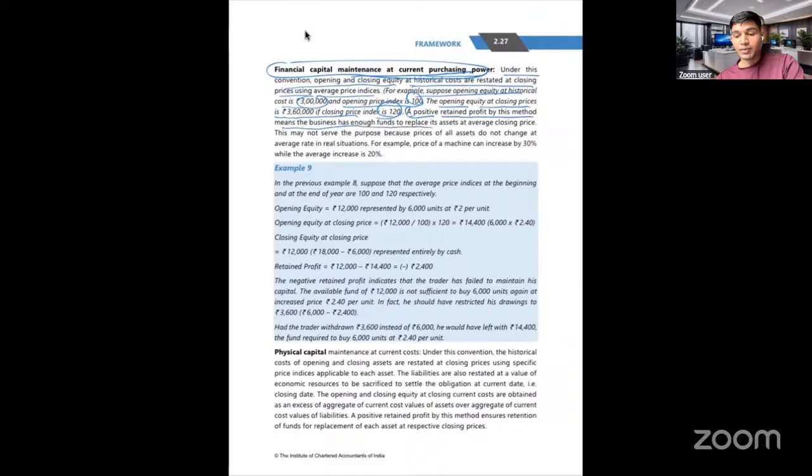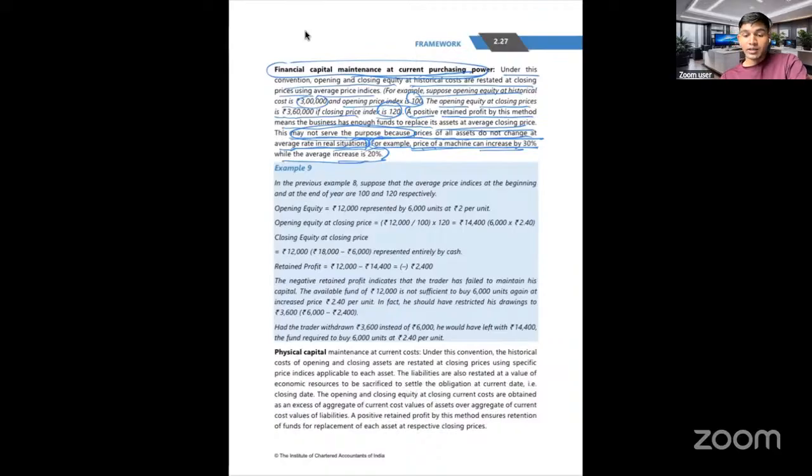a positive return profit by this method means the business has enough funds to replace its assets at the average closing price. This may not serve the purpose because prices of all assets do not change at the average rate in a real situation. For example, the price of machines can increase by 30%, while the average increase is 20%.